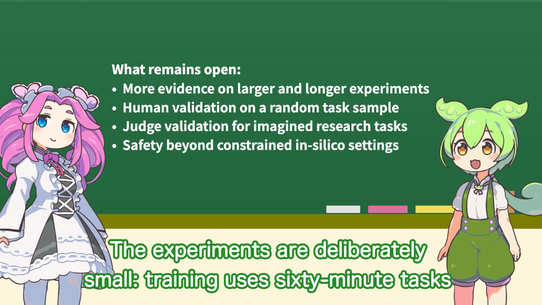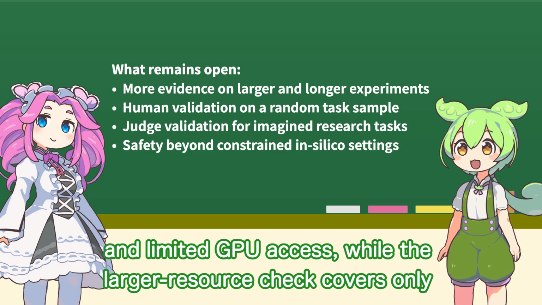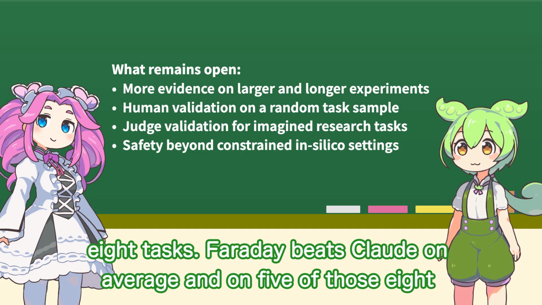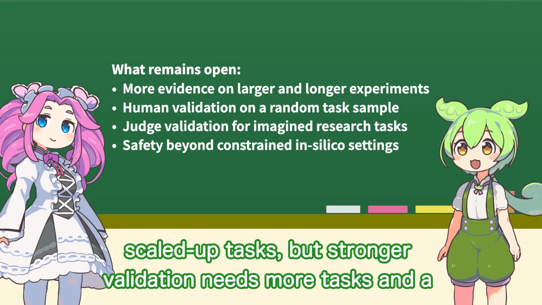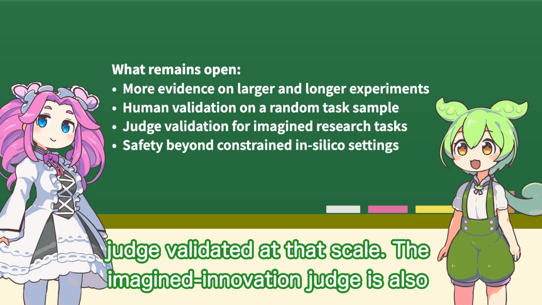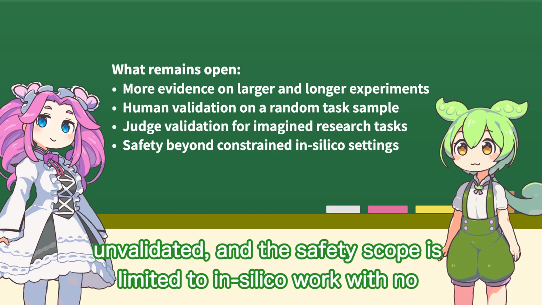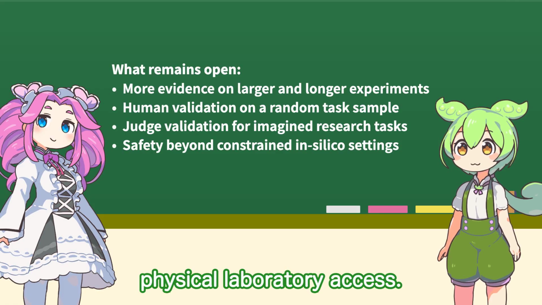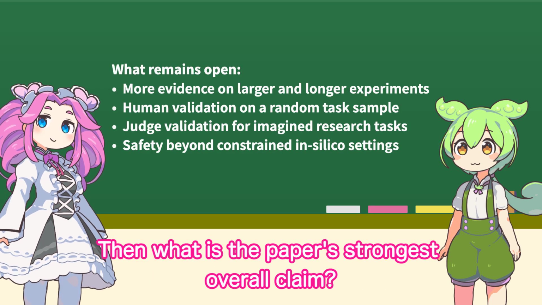The experiments are deliberately small. Training uses 60-minute tasks, unlimited GPU access, while the larger resource check covers only 8 tasks. Faraday beats Claude on average and on 5 of those 8 scaled-up tasks. But stronger validation needs more tasks and the judge validated at that scale. The imagined innovation judge is also unvalidated, and the safety scope is limited to in silico work with no physical laboratory access. Then what is the paper's strongest overall claim?